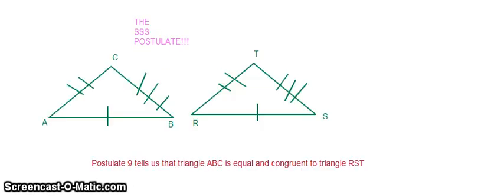Chapter 3, Section 4, the SSS postulate. Postulate 9. If three sides of one triangle are equal to the corresponding parts of another triangle, the triangles are congruent. Postulate 9 tells us that triangle ABC is equal to and congruent to triangle RST.